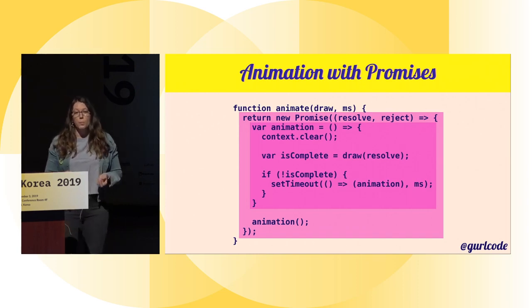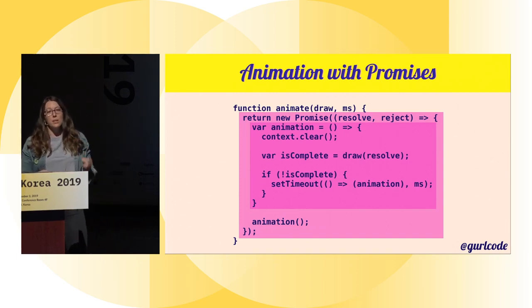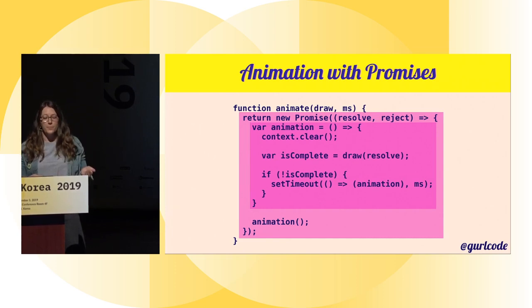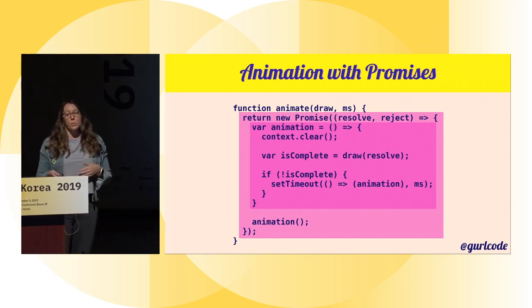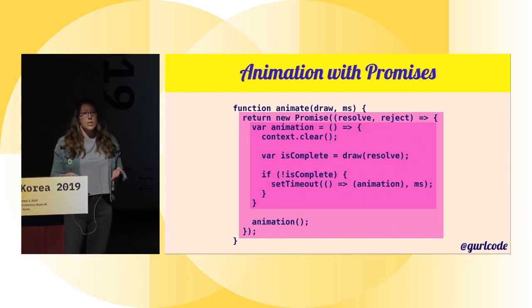I made a general purpose animate function that takes in a draw function and the milliseconds for the delay. So animate always returns a new promise, and inside of that promise, an inner function runs the draw function. And we delegate resolving the promise to the draw function. So if the draw resolves the promise and returns true, we're done. Otherwise, setTimeout is called with the inner function, and another loop of this occurs.